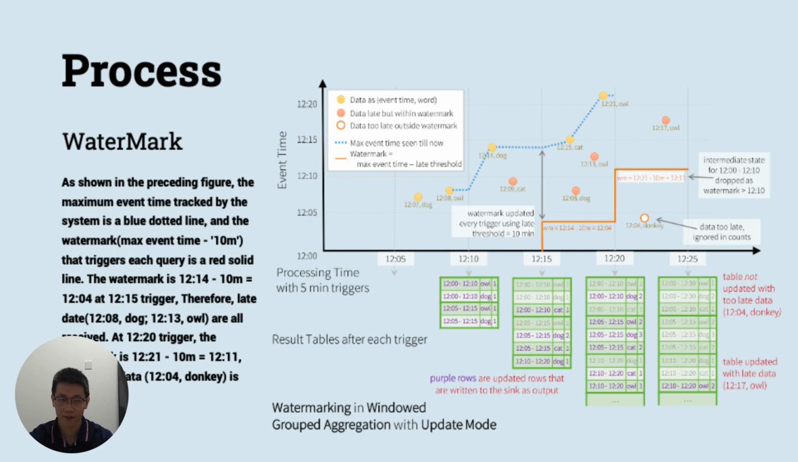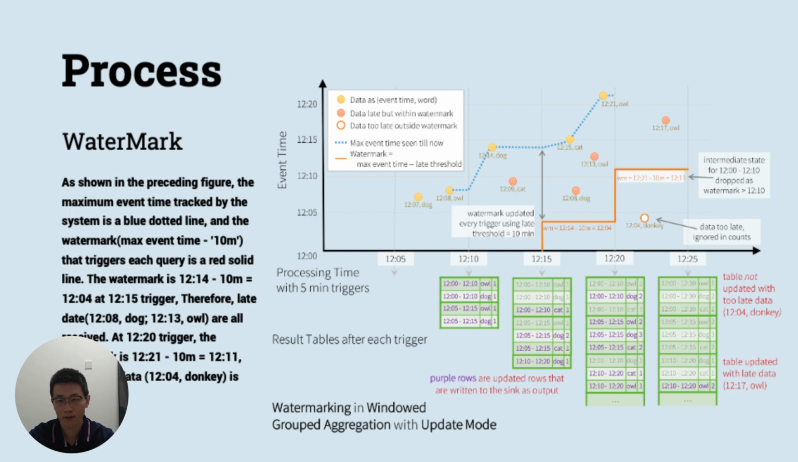Okay, let's move on. Now let's take a look at the trigger cycle. Is it triggered once every 5 minutes? For instance, before 12:05, there was no data to retrieve, so the intermediate state table was empty.